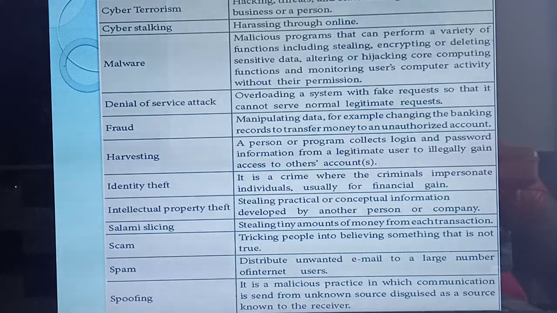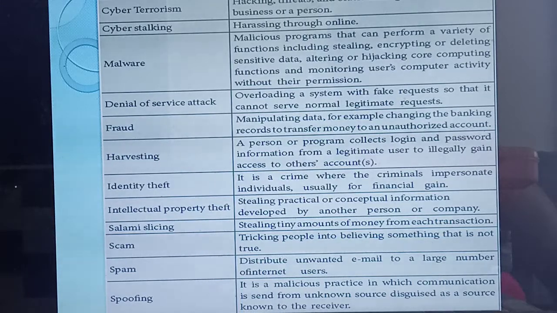Okay. So what are the crimes and what are the functions of the crimes we have studied here, isn't it? What are the crimes we have studied? Cyber terrorism, cyber stalking, malware, denial of service attack, fraud, harvesting, identity theft, intellectual property theft, salami slicing, scam, then spam and spoofing. So what do you mean by cyber terrorism? The particular person is blackmailing a particular business. He will always blackmail particular persons or anything. Cyber stalking means fake requests or through online he will send something, that is called cyber stalking. Malware means unwanted programs he will send through the network and it may corrupt the system.